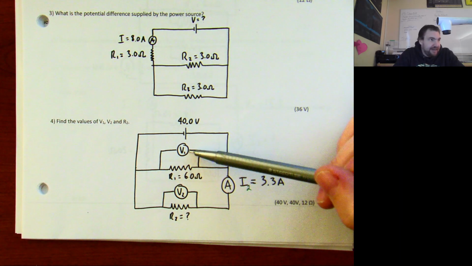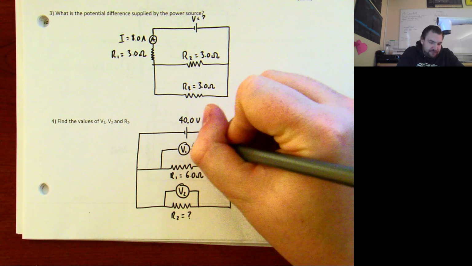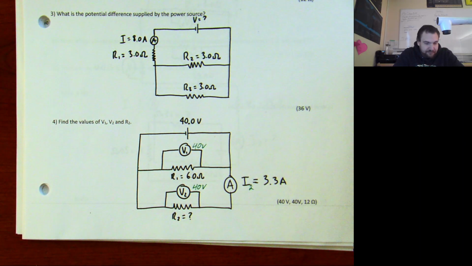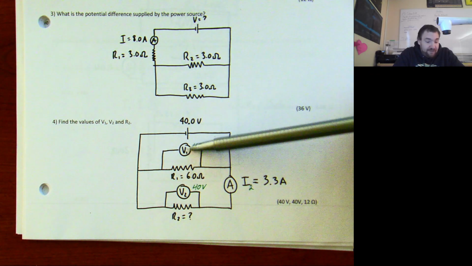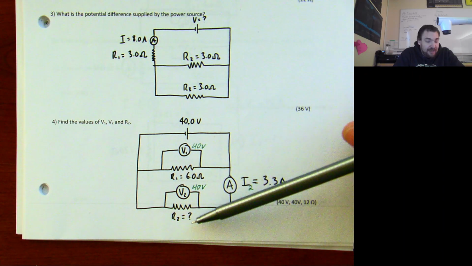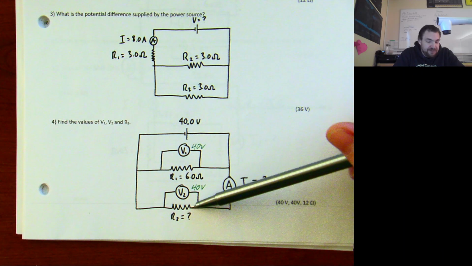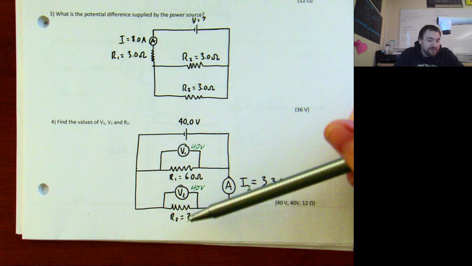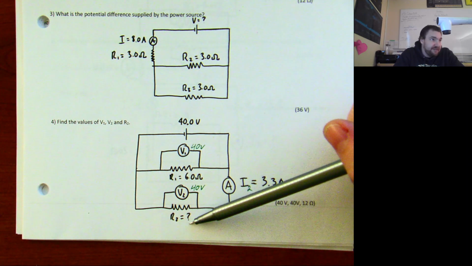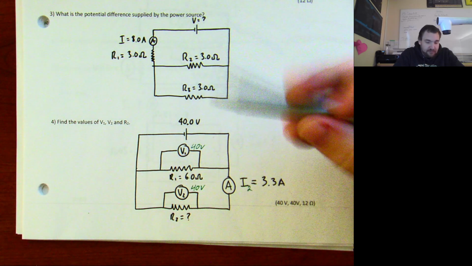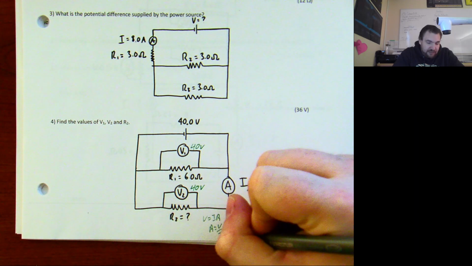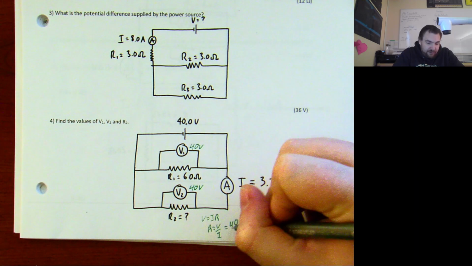So this guy here has to be 40 volts. And this guy here has to be 40 volts. That's V1 and V2. Then we know this is 40 volts. We know the current through 2 is 3.3 amps. We can use that to find resistance. V equals IR, so R equals V over I, so that's going to be 40 over 3.3.